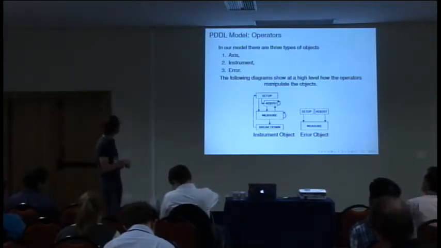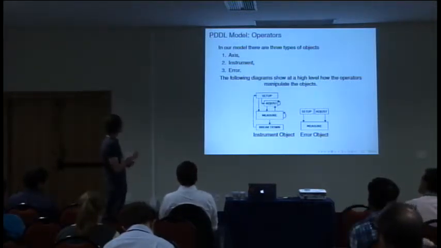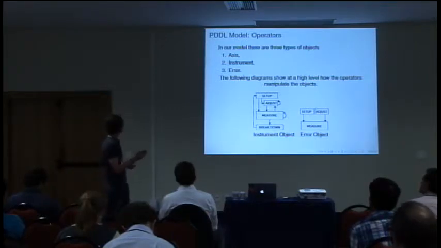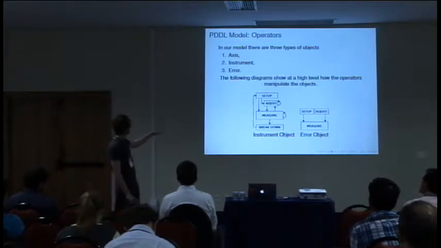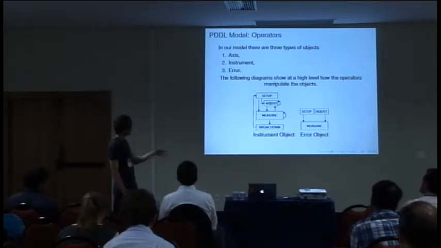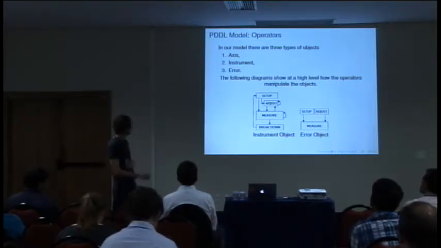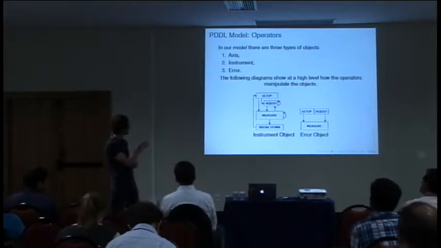So in our model we have three types of objects: the axis, instrument and error. And these two diagrams here just give an abstraction of how our operators are manipulating the objects. So you can see with the instrument, it can be set up to measure an error, but then it can also adjust to measure another error, and it can be removed for a new instrument to come in. And with the error object, it's either set up, adjust or measure.